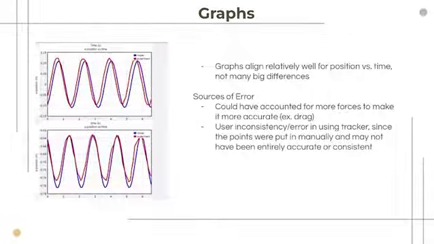So for analysis, the graphs align relatively well for position versus time. There's not many big differences that we can make a comment about. But for some possible sources of error that could have caused some deviation, we could have accounted for more forces to make it more accurate. For example, drag in the original video motion of the spring mass system. There are going to be other forces that we didn't fully account for. Another source of error is user inconsistency in using Tracker, since each of the points at each frame were found manually and they may not have been entirely accurate or consistent. So this may have also caused some deviation.